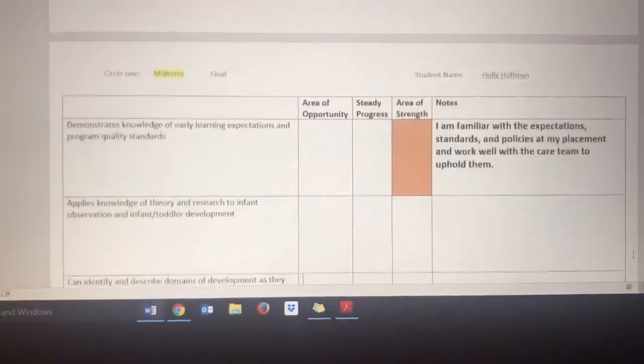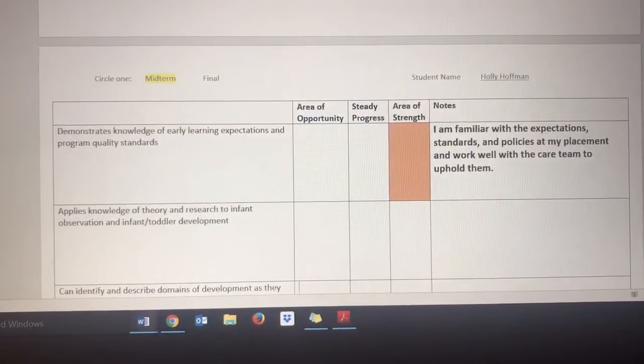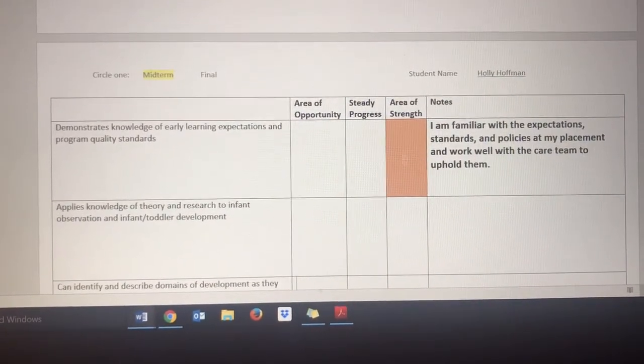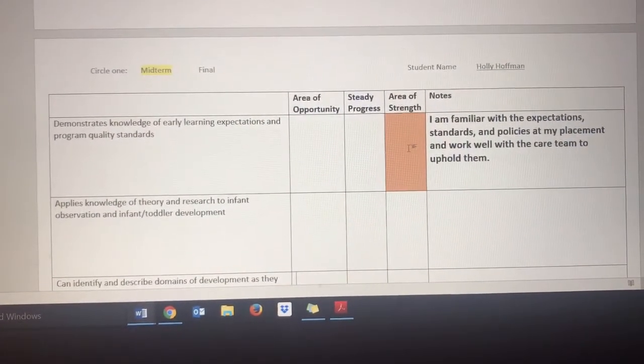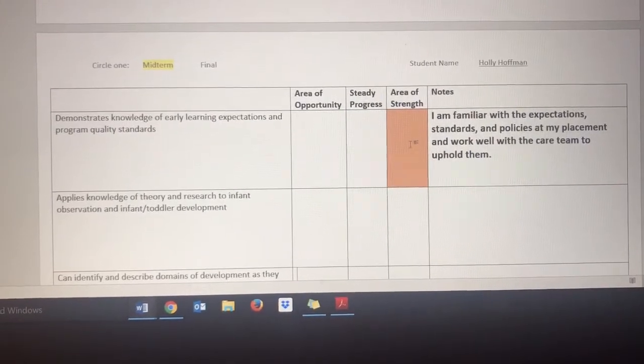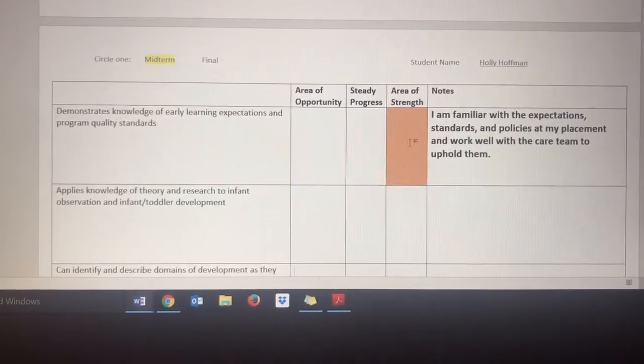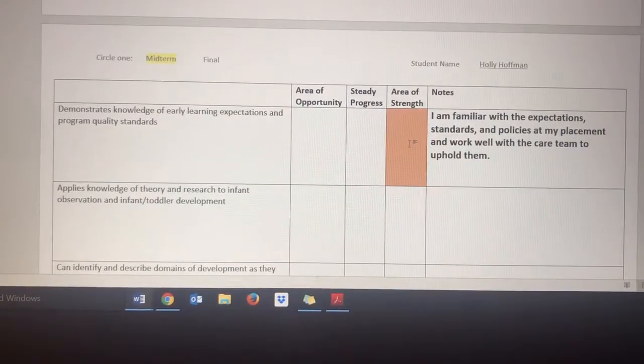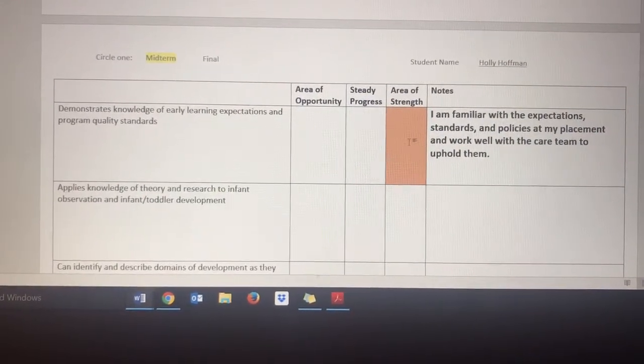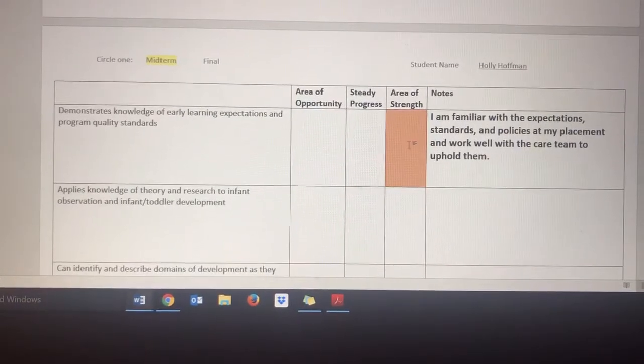One more example: you can just fill in the square. You can mark it like that. This one, I talked about knowledge of the expectations and the standards, and I said I was doing great with that one. I'm familiar with the expectations, standards, and policies at my placement, and I work well with the care team to uphold them. So that's just an example.